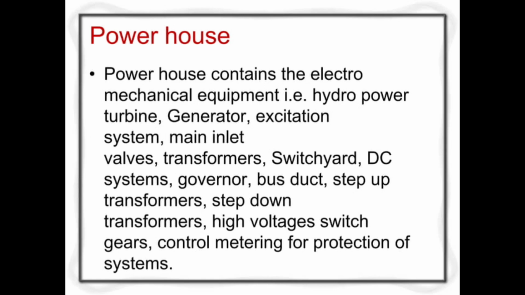The powerhouse contains the electromechanical equipment, that is turbine, generator, excitation system, main inlet valves, transformers, switchyard, DC systems, governor, bus duct, step up transformers, step down transformers, high voltage switch gears, control and metering for protection of systems.